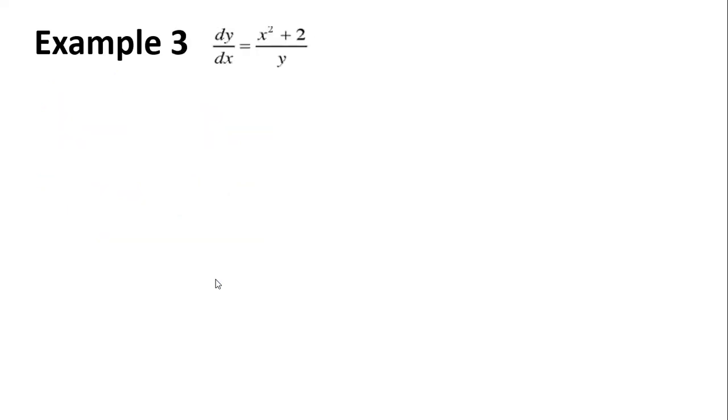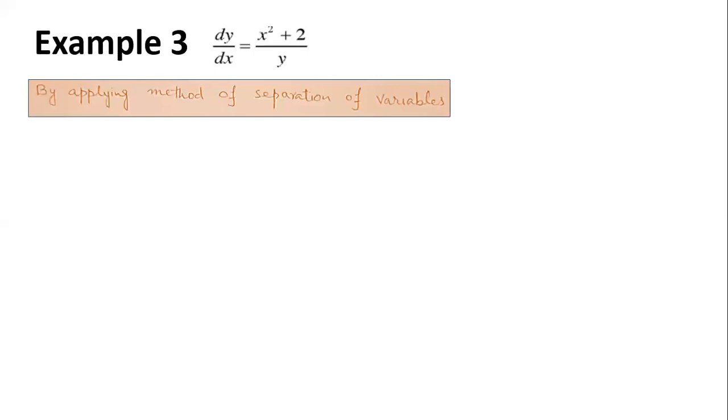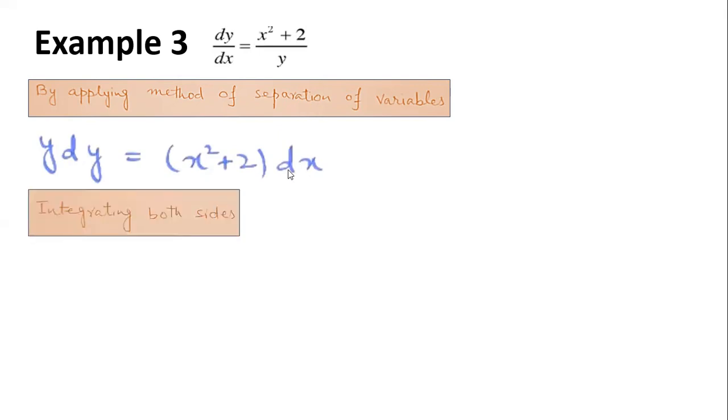This is another example where we are asked to solve this problem: dy over dx is equal to (x squared plus 2) over y. To solve it, we will apply the method of separation of variables. So here we can see that we can take this y to the other side, so it will become y dy, and if we take this dx to the other side, here we will have (x squared plus 2) dx. Now we can integrate both sides.